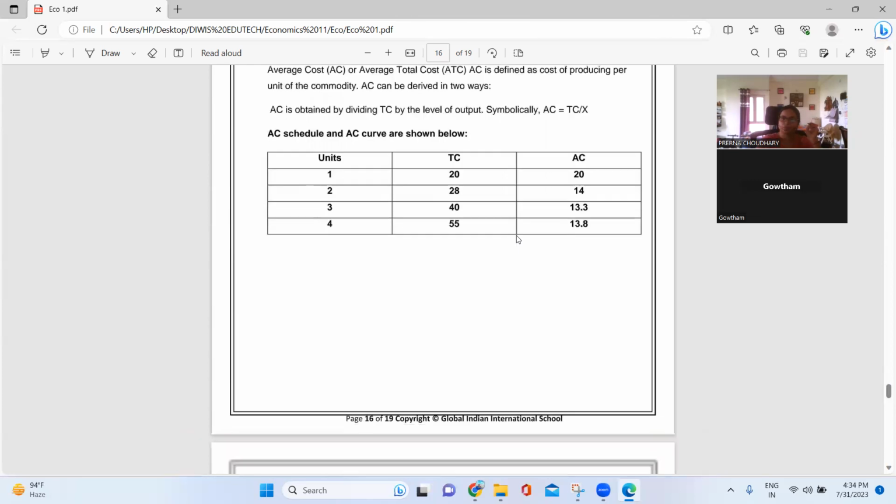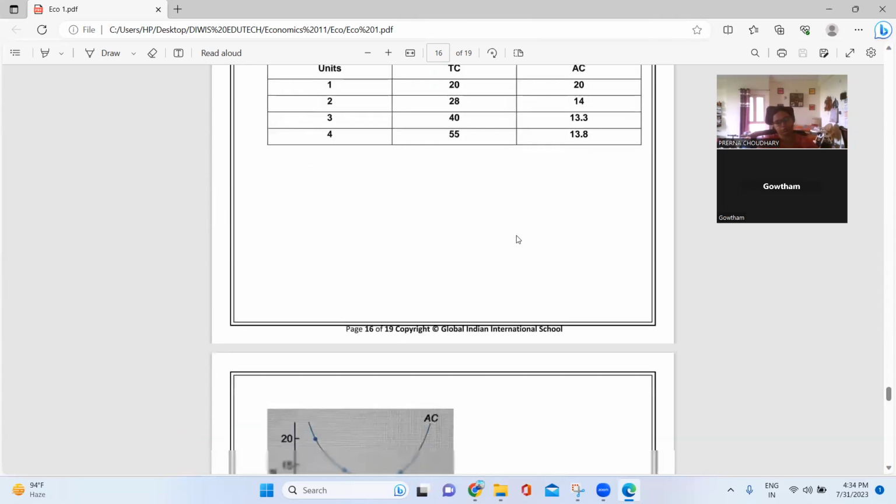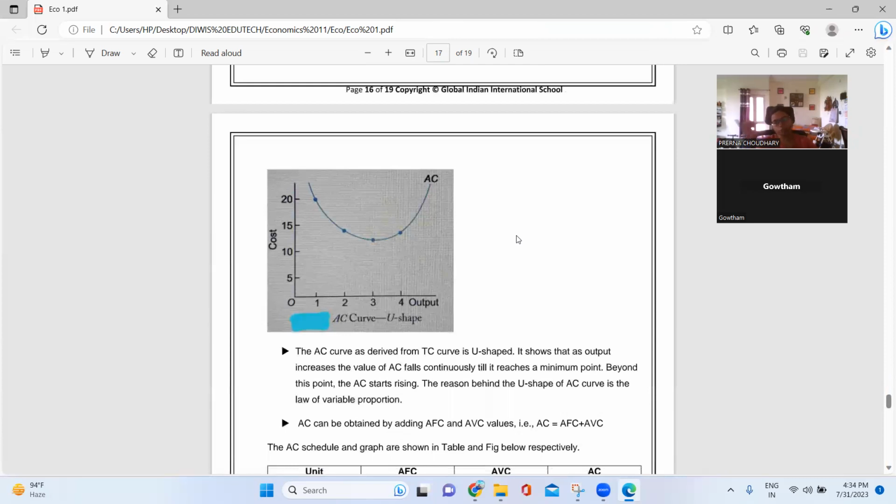Just you need to know that TC by units will give you AC. Same goes with TVC, same goes with TFC. TFC divided by units will give you AFC. TC divided by units will give you AC. Same, TVC, if you need to know what is AVC, AVC is TVC divided by units. That's it.